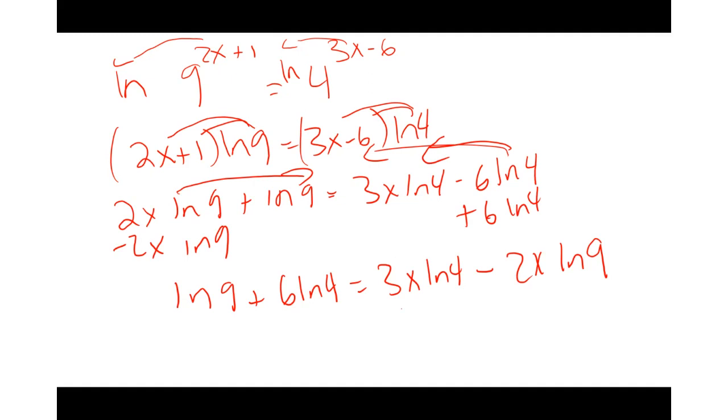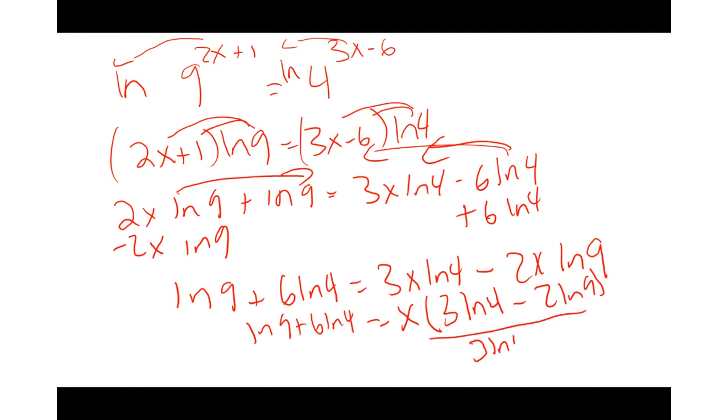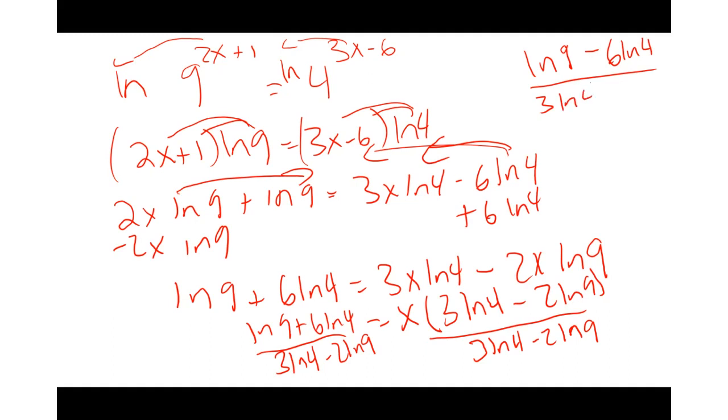Now we're solving for x, so we'll factor the x out. We have 3 ln 4 minus 2 ln 9. And now we'll divide by 3 ln 4 minus 2 ln 9. That gives me the final answer of ln 9 plus 6 ln 4 over 3 ln 4 minus 2 ln 9. Well, I got it right. Good job, girl. Any questions?